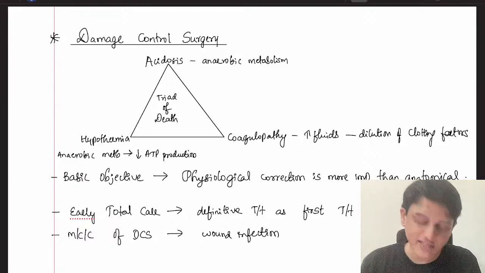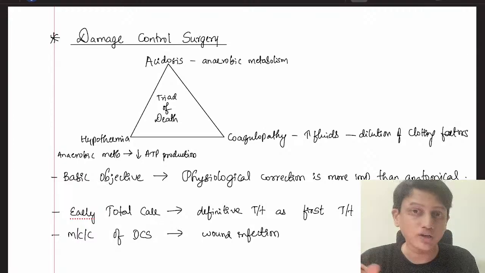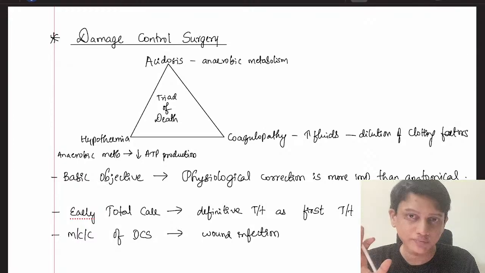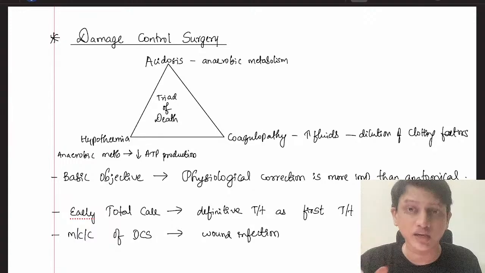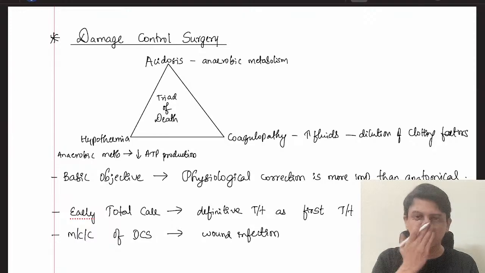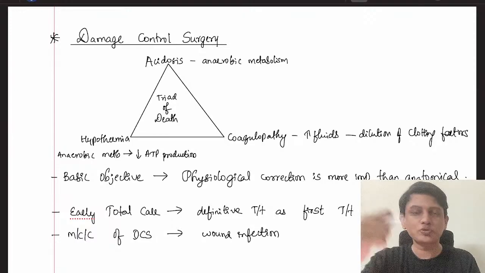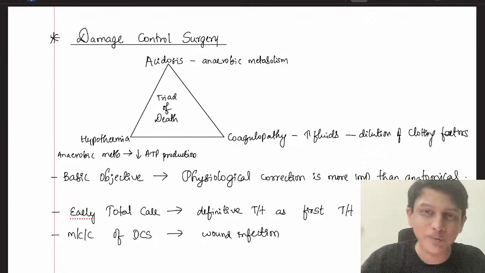Okay. So the basic objective of our damage control surgery, if they ask, is not the anatomical restoration which is important. Physiological correction is most important. Physiological correction is more important than anatomical. See, a limb, even if they lose it, they can still live. You have no need to keep suturing the limb or a finger. Life is more important than the limb.